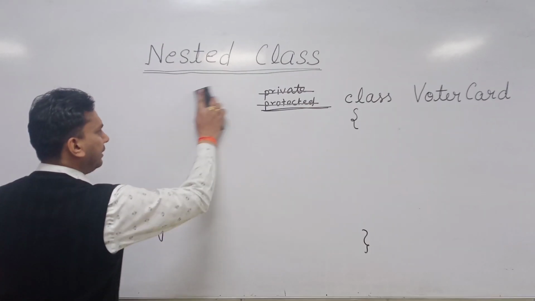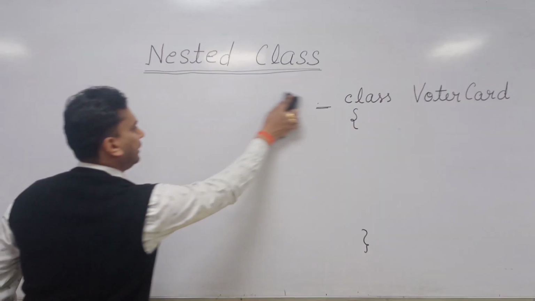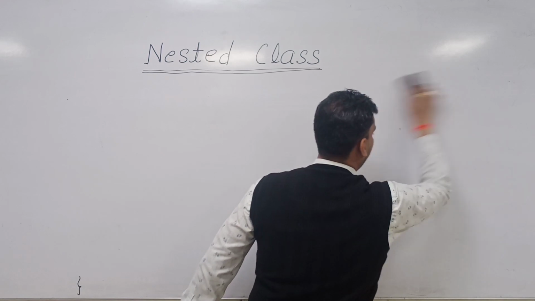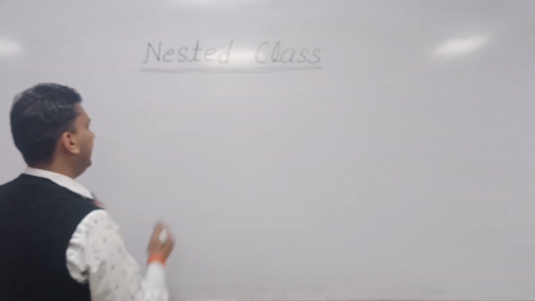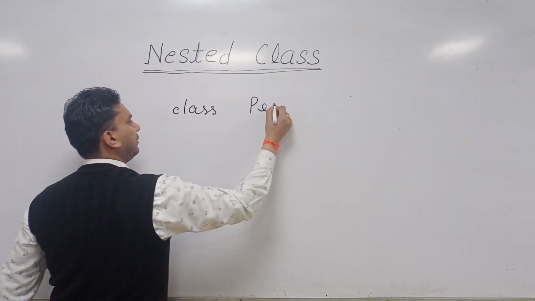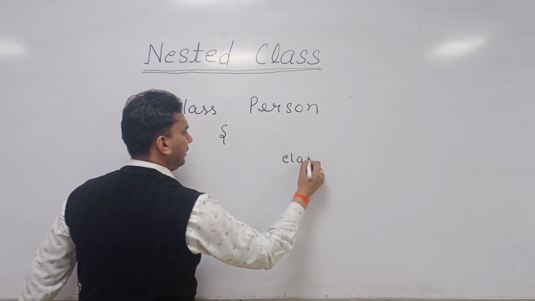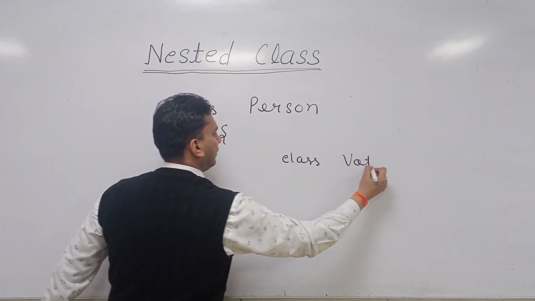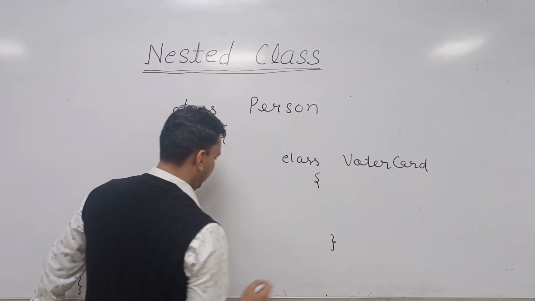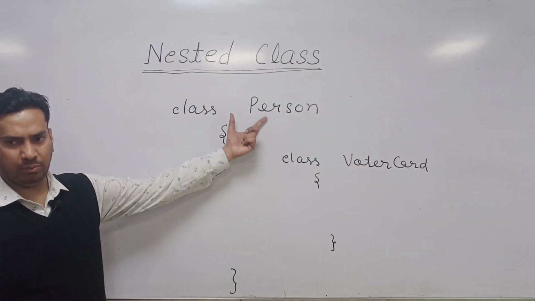So in this case, we'll be talking about the class Person, which is going to encapsulate the VoterCard. So here we will need this kind of behavior. It means the class Person must have this class VoterCard inside it. Something like this. So this is called a nested class. This is a normal outer class.